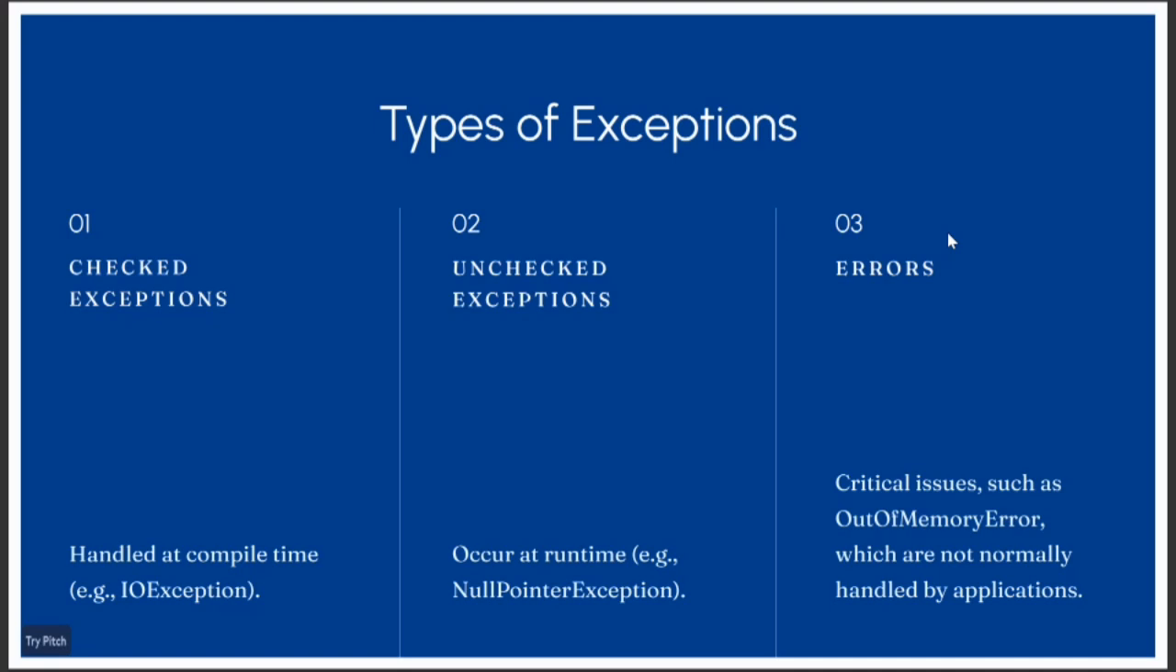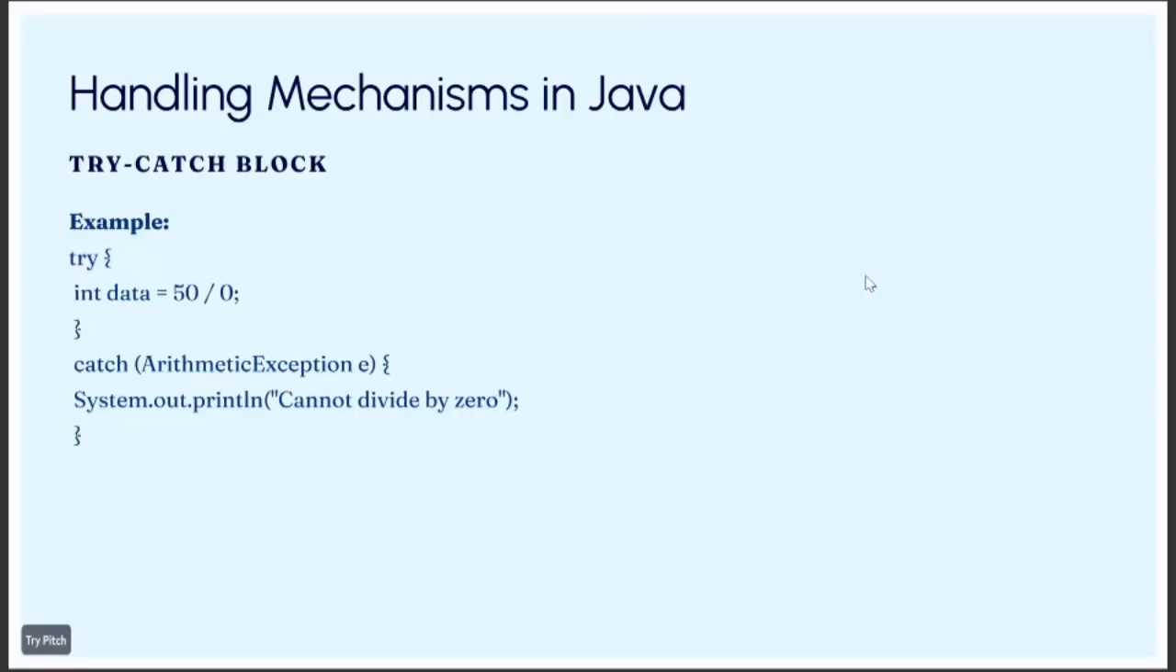Now let's dive deeper into how we handle exceptions in Java. Now, let's see how Java helps us to handle exceptions using its built-in tools. First, the try-catch block. The most basic way is through the try-catch block. The code that might cause an exception goes inside the try block. If an exception occurs, the catch block catches it and prevents the program from crashing.